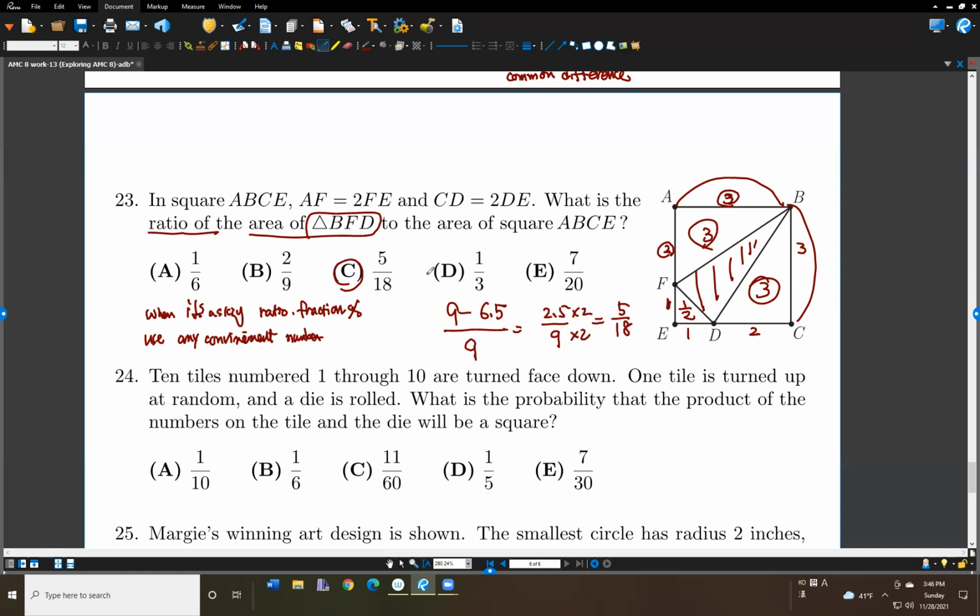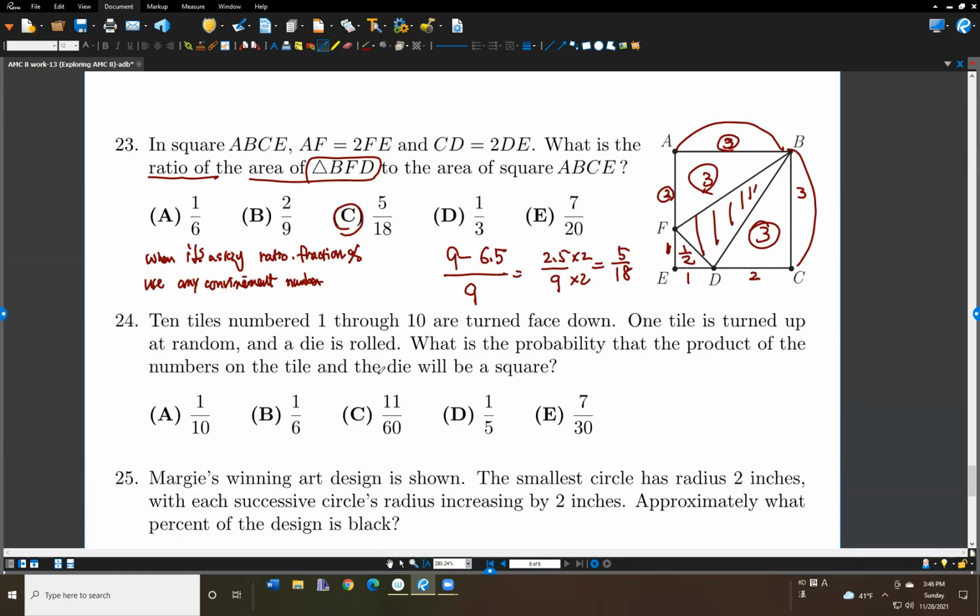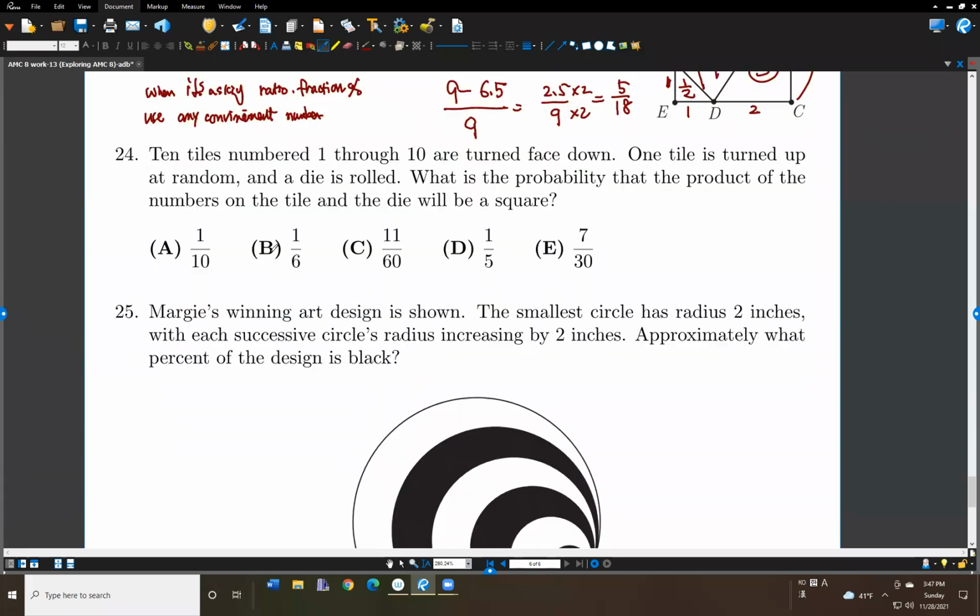Any questions? Number 23? Nope. Okay. Everybody try number 24. Ten cards numbered 1 through 10 are turned face down. We don't know which one is which number 1 to 10. It's a blind card. One card is turned up at random and a die is rolled. Okay, a die has 6 numbers: 1, 2, 3 to 6.